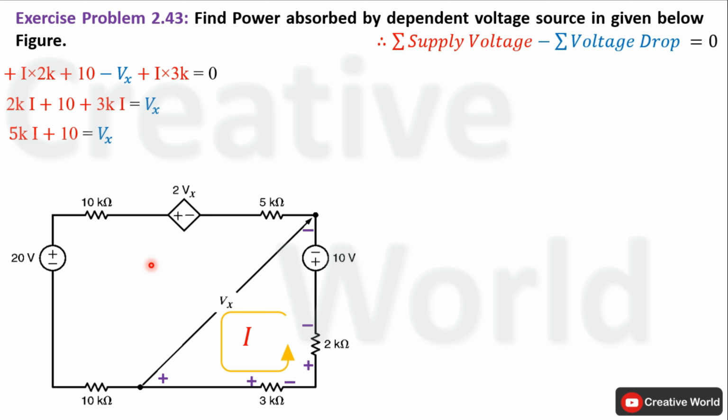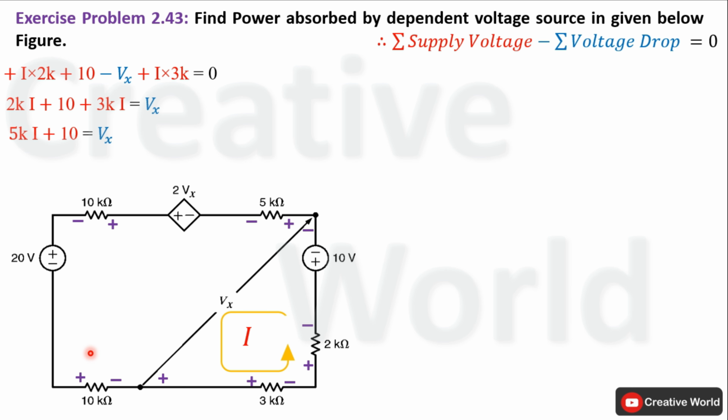Now we will apply KVL inside this closed loop. For that purpose we have to assume the direction of current. We will take this same current I is flowing counterclockwise through this closed loop. So according to the direction of current I, make polarity notations across these resistive elements. Current entering terminals will be taken with positive sign and current leaving terminals will be taken with negative sign.